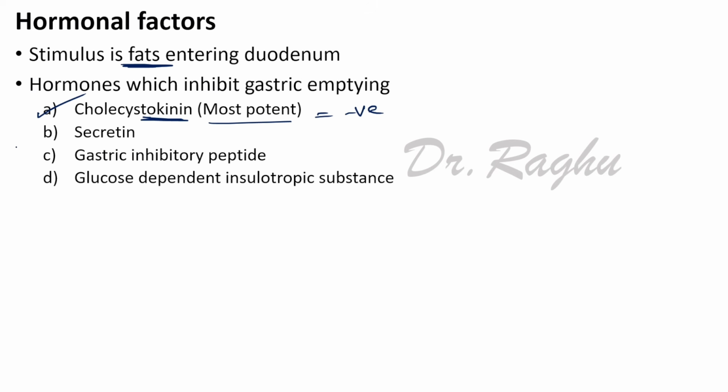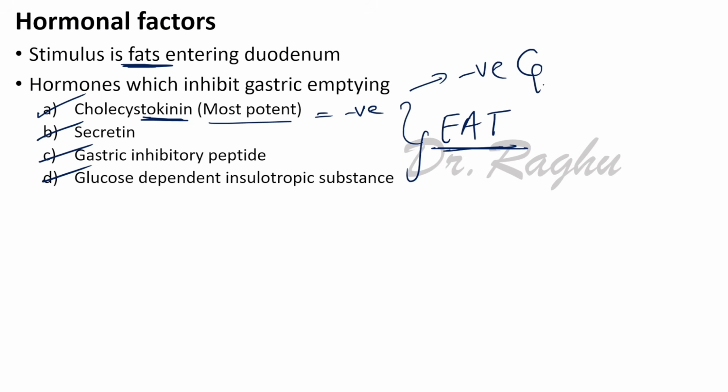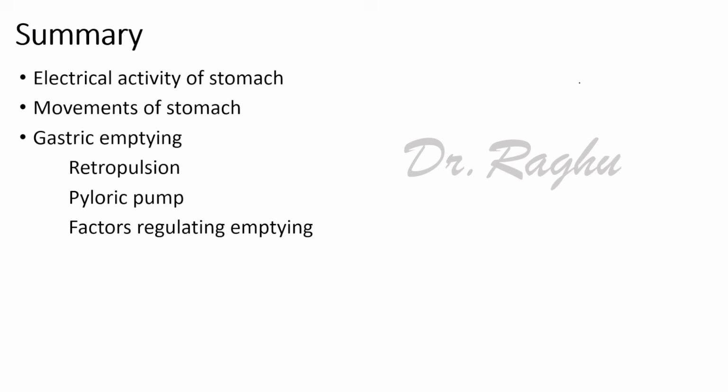There are few more hormones which are produced whenever fat enters into the duodenum. Another one is secretin, the gastric inhibitory peptide, and the glucose dependent insulinotropic peptide. Remember, all these hormones are produced because of the entry of fat into the duodenum, and these hormones are going to inhibit the gastric emptying. So these are all the factors which are going to cause inhibition of the gastric emptying.